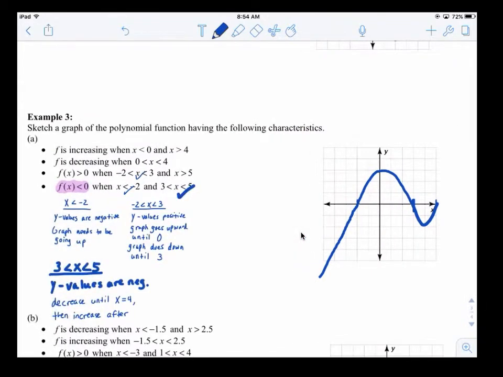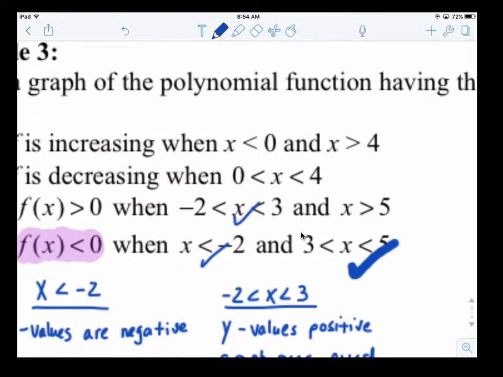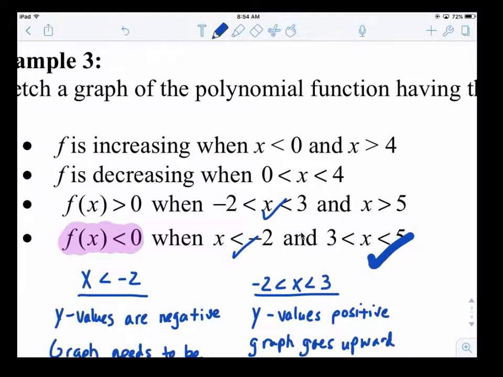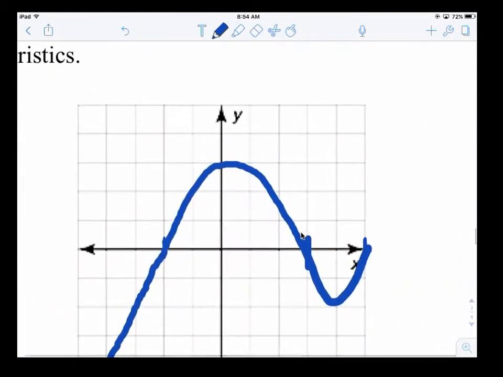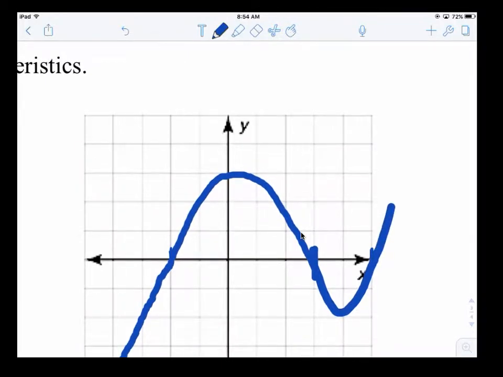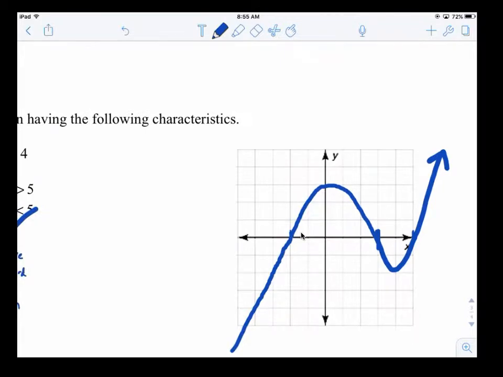All right, so we did that part, and then the last part is you just got to fill in the rest. So it needs to be positive when it's to the right of 5, and it needs to be going in which direction? Because it's increasing. So then you just fill in like that. All right, so that could be one general graph you could do.